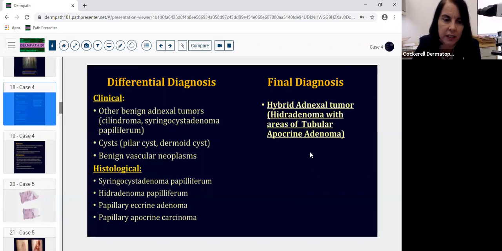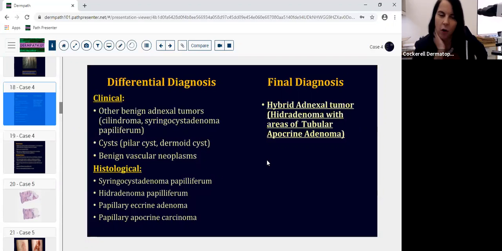The differential is other benign adnexal tumors, cylindromas, and syringocystadenoma papilliferum, and cysts, pilar cysts and dermoid cysts can mimic this clinically. Benign vascular lesions also. Histologically, syringocystadenoma papilliferum will be coming down from the surface, and hidradenoma papilliferum.